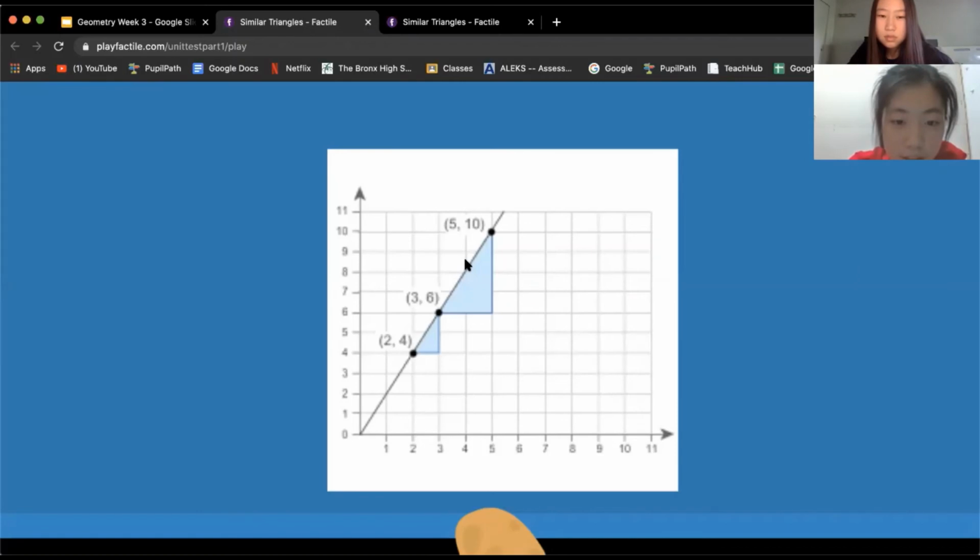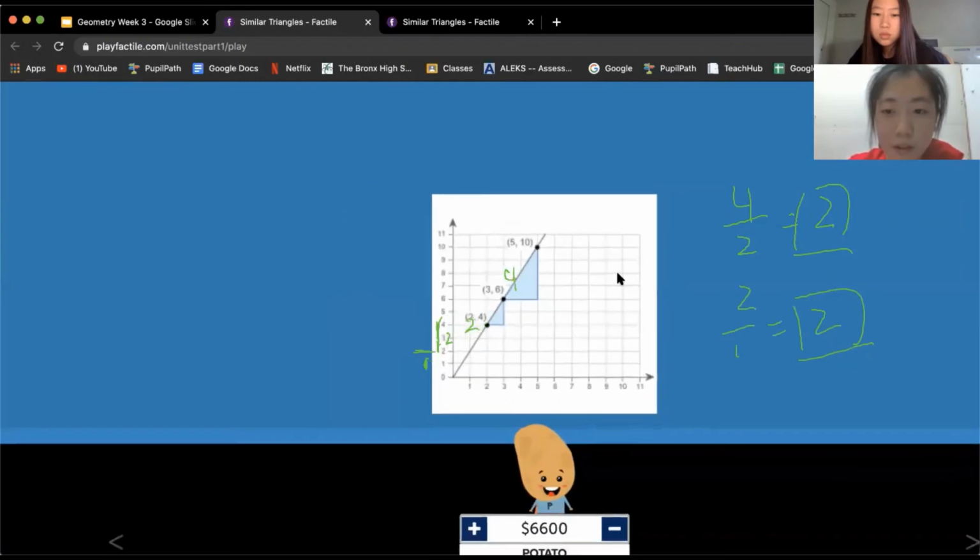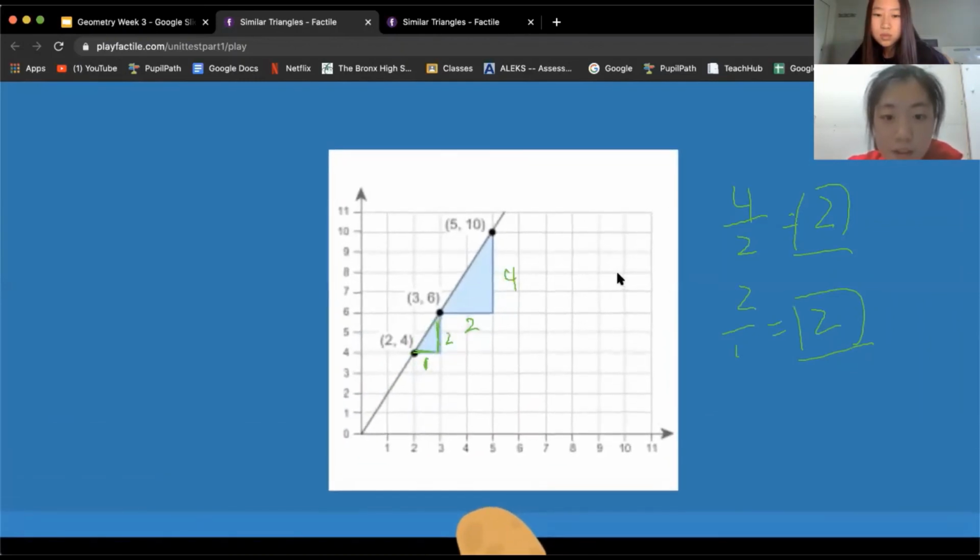Okay, so this triangle has a unit of 1. This has a unit of 2, and this has a height of 2, and this has a height of 4. Now let's see if they have the similar scale factor. So 4 over 2 is 2, and 2 over 1 equals 2. So they have the same scale factor, which means they also have to be similar. So yeah, they are similar.